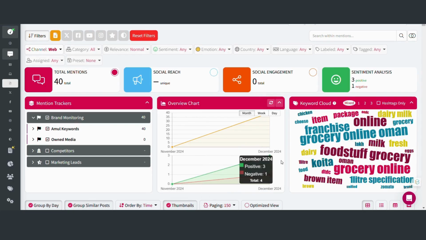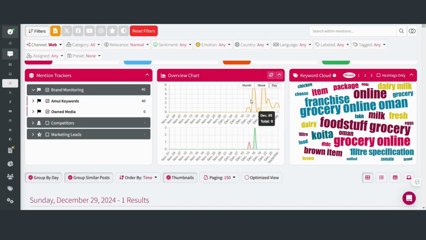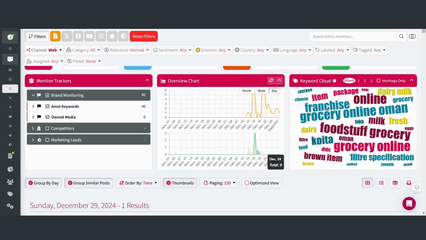This specific graph right here shows the distribution of positive and negative mentions. Coming to the daily distribution, there is a spike on December 21st as well as December 15th. December 16th seems to be much more positive as compared to December 13th. In such a manner, you can get a thorough analysis of all the positive, negative, or neutral mentions that have occurred on a daily basis, or if you want, weekly or monthly as well.